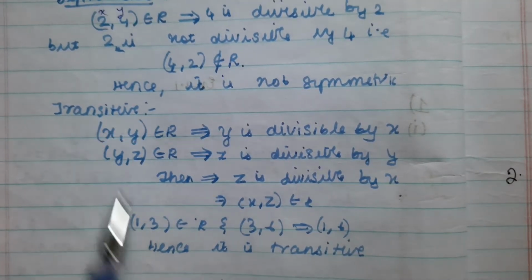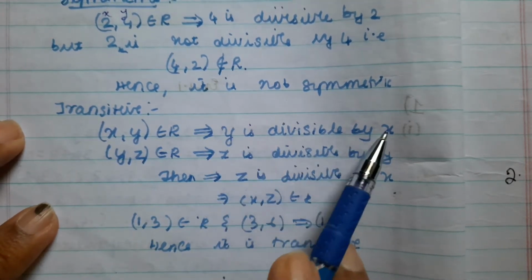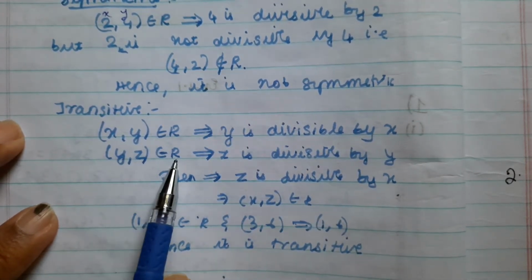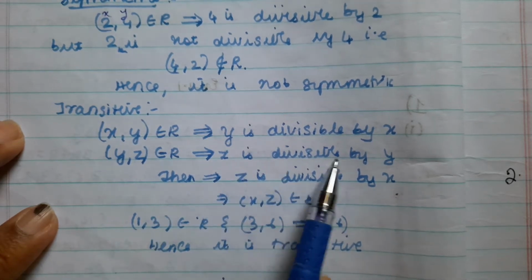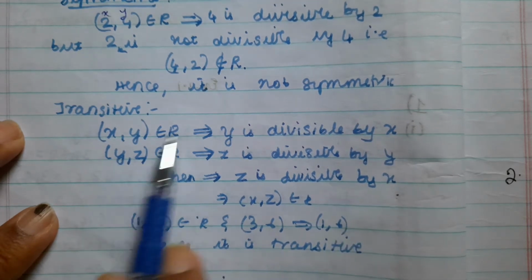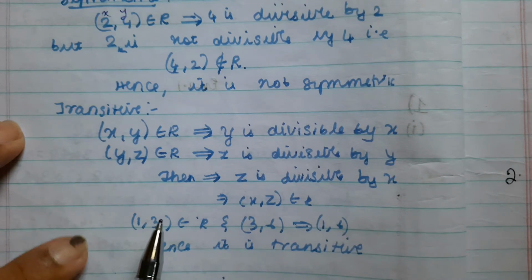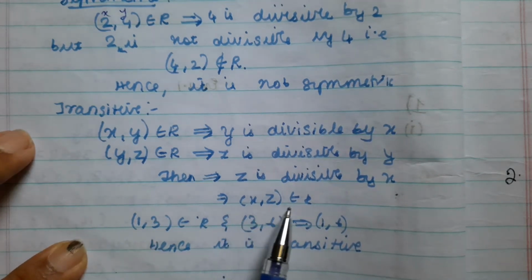Next, transitive. (x, y) belongs to R, y is divisible by x. (y, z) belongs to R, z is divisible by y. Then z is divisible by x. So this is the condition. By using this condition, now we are checking whether (x, z) belongs to R.